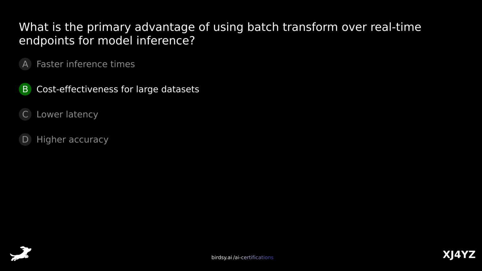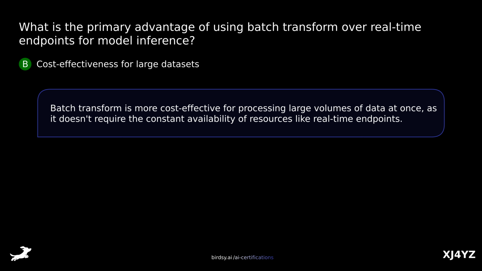The answer is B. Cost-effectiveness for large datasets. Batch transform is more cost-effective for processing large volumes of data at once, as it doesn't require the constant availability of resources like real-time endpoints.